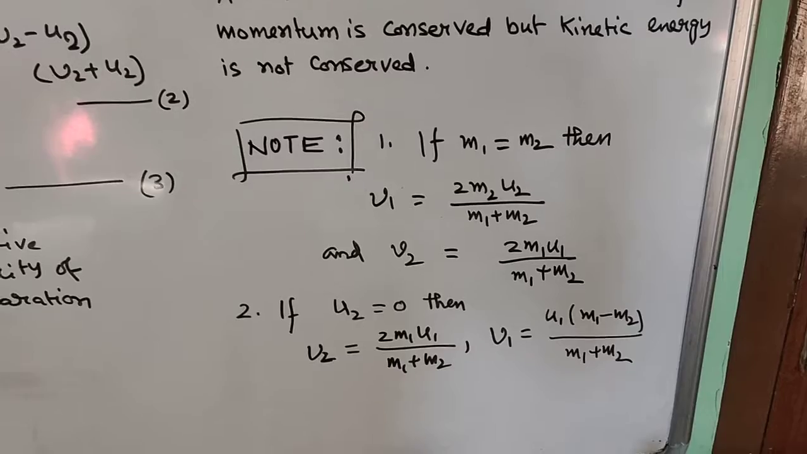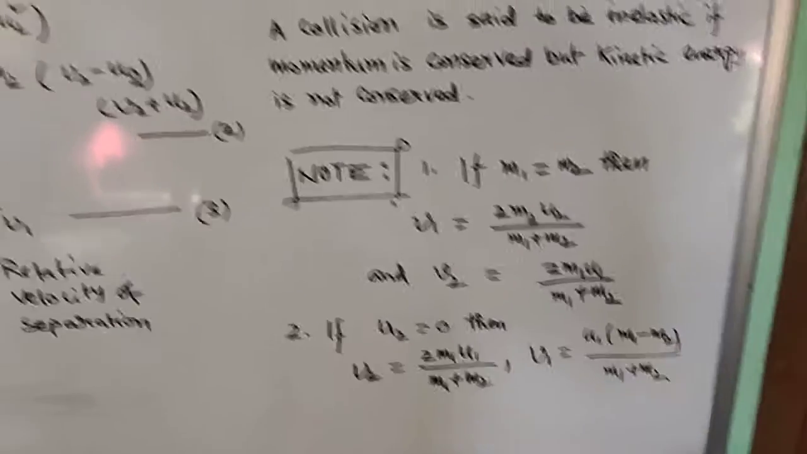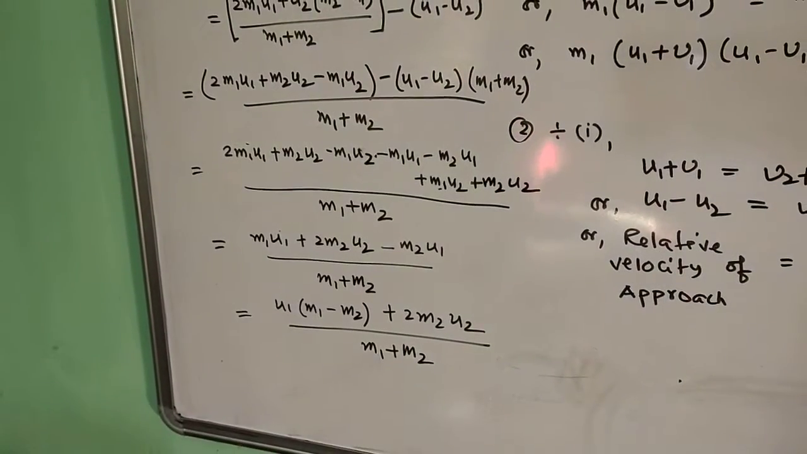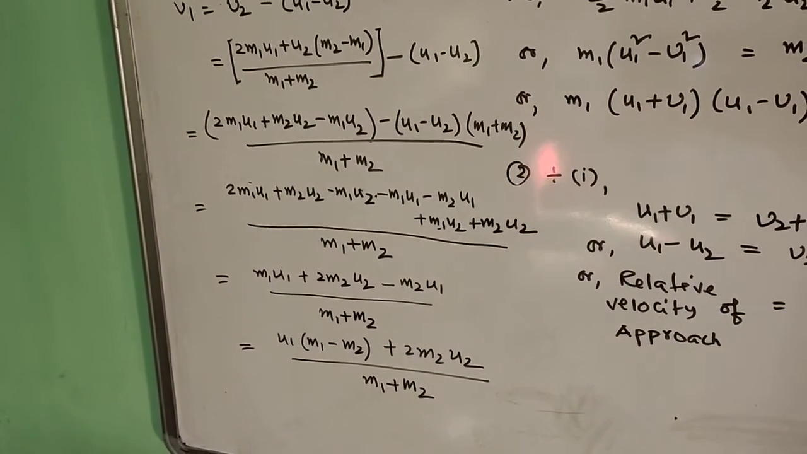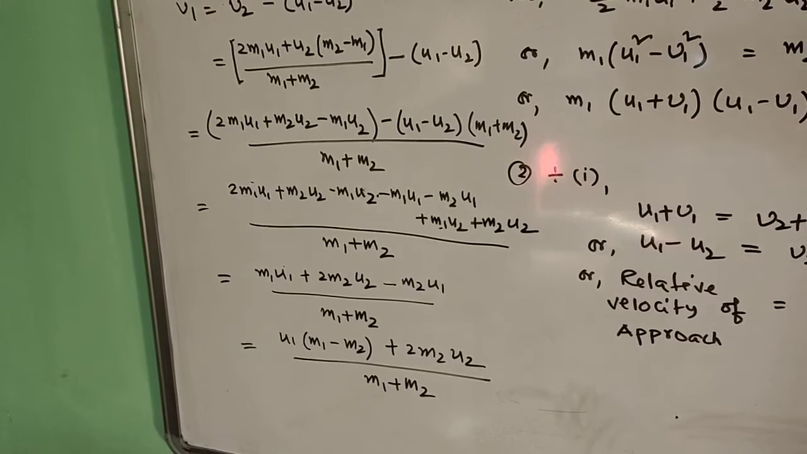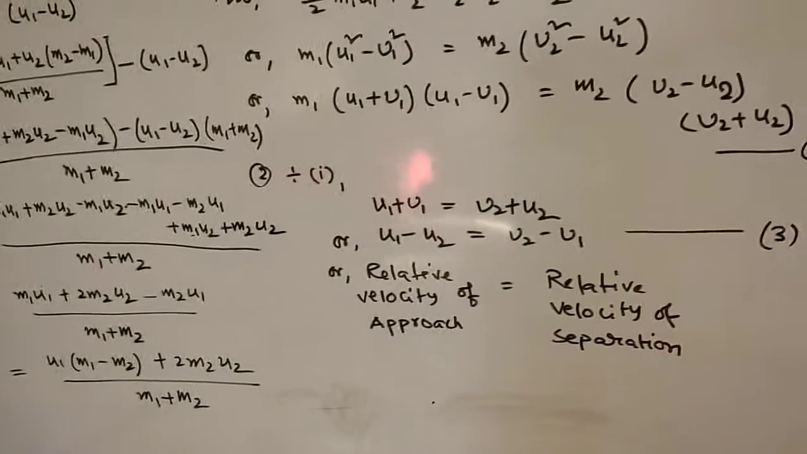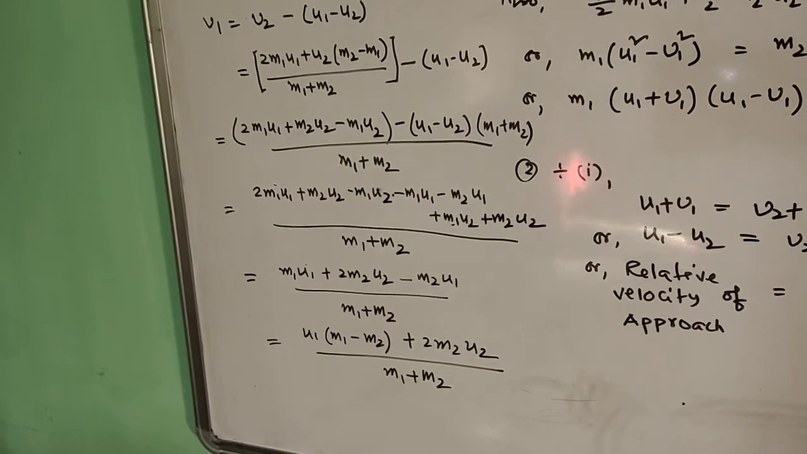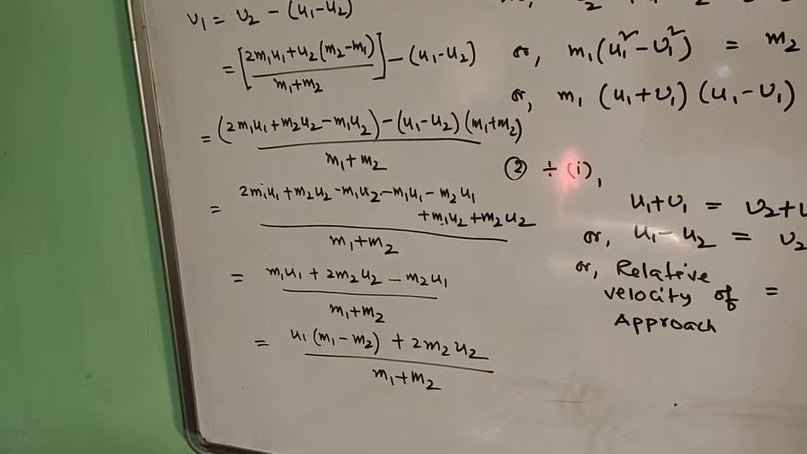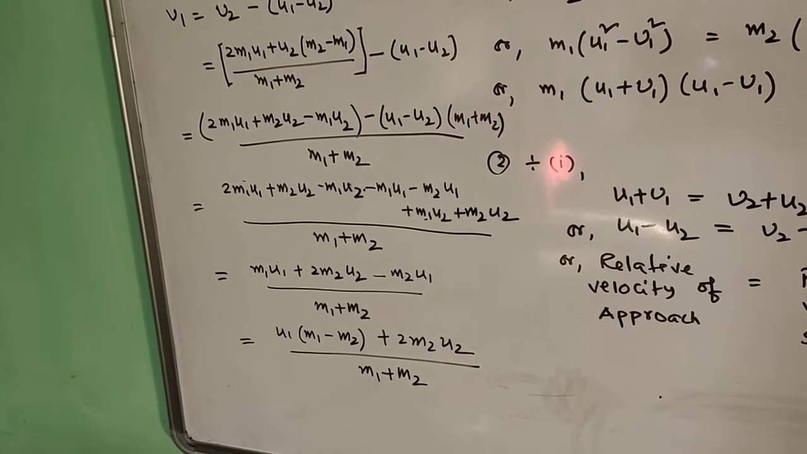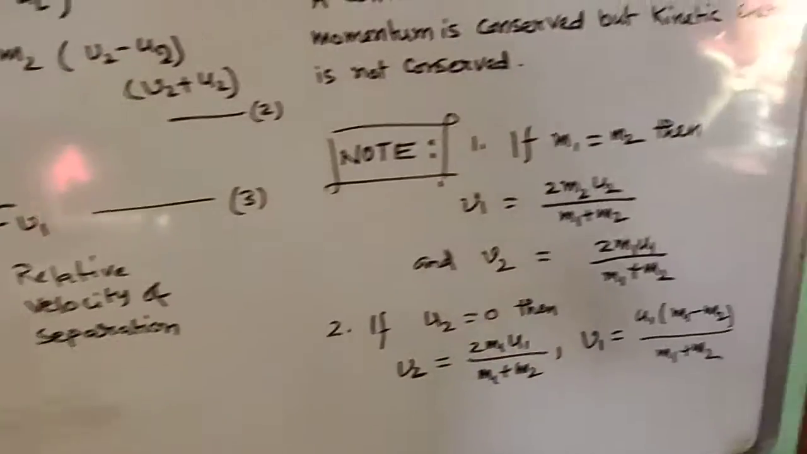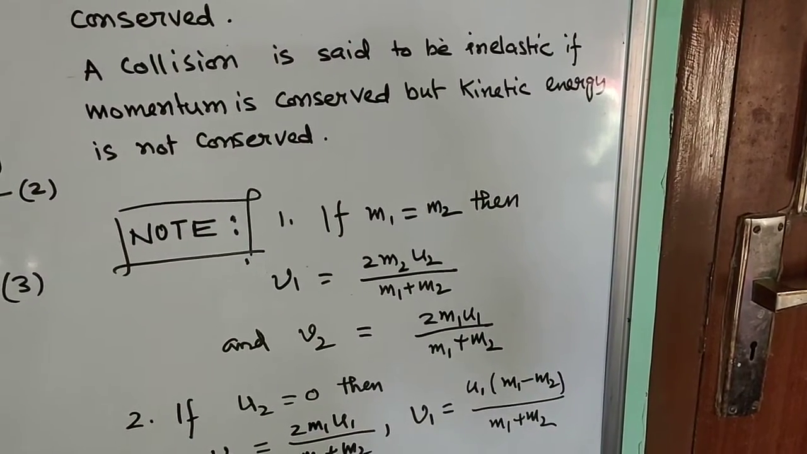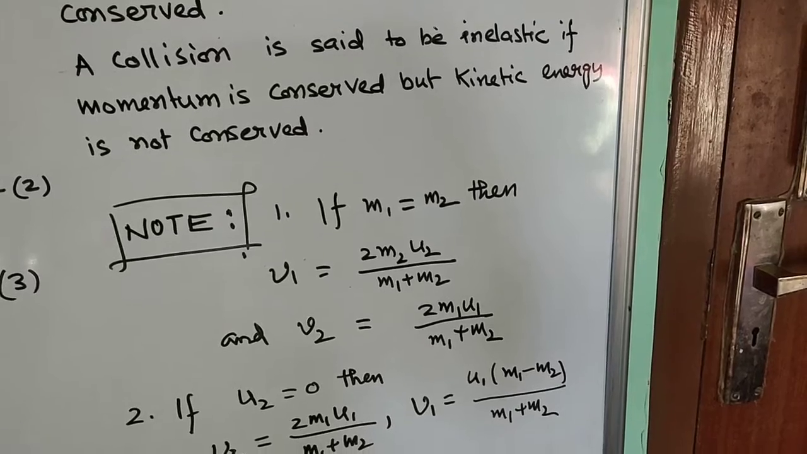If two objects are of the same mass, if m1 equals m2, then what will happen to v1 and v2? If m1 equals m2, then v1 will be 2 m2 u2 by (m1 plus m2). You can further simplify by substituting m1 equals m2 equals m. Then you get 2m u2 by 2m, so 2m cancels. So v1 equals u2.